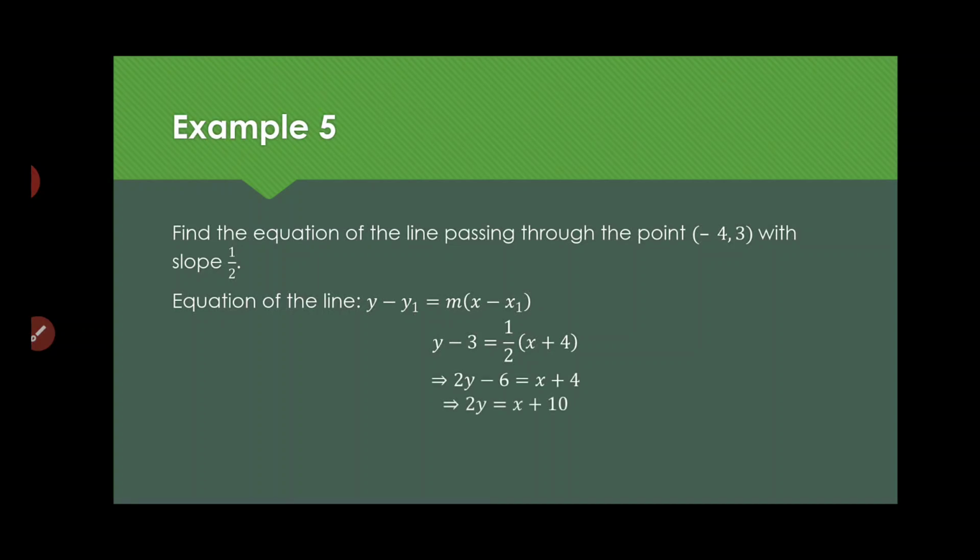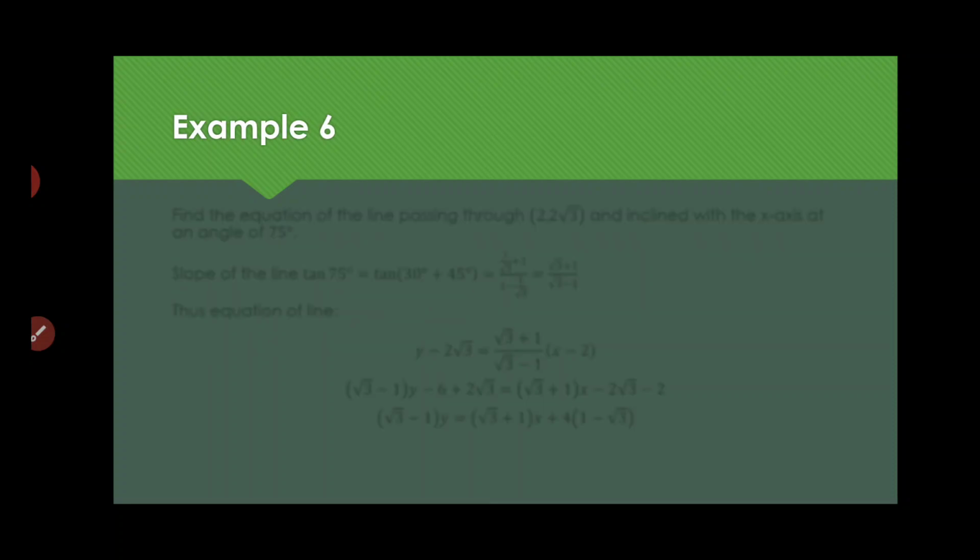Now there is no hard and fast rule that you have to keep everything on one side and put the right side as 0. You can just leave your answer like this also, no problem. Fine. Next, number 6.